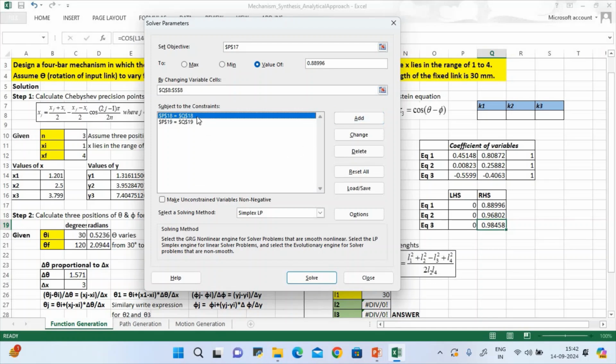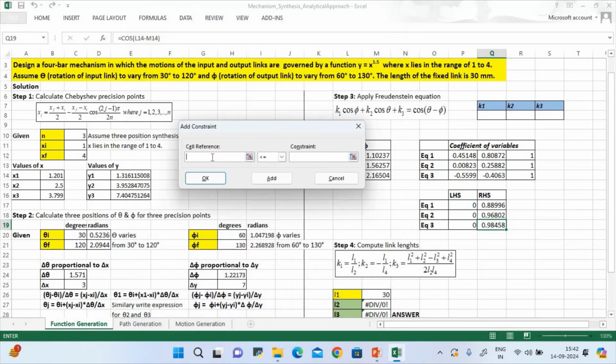Now subject to constraint, let me just delete it for some time just to show you how it can be done. In subject to constraint, you click on add, and then you have the cell reference. So you pick up this cell, the cell that corresponds to equation 2, which is the left hand side of this equation 2. Now this should be equal to the right hand side. So the right hand side is given by this one. Now you add it.